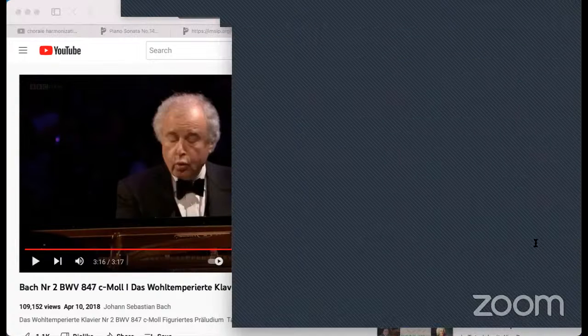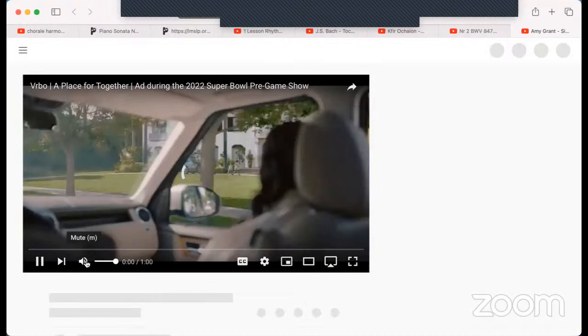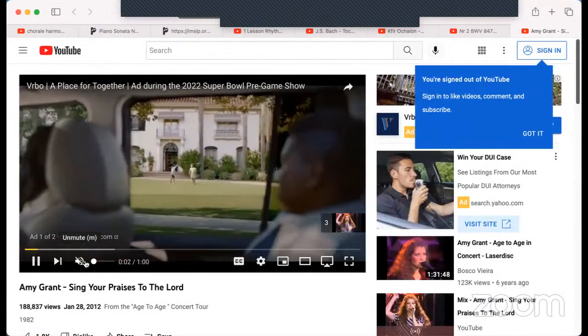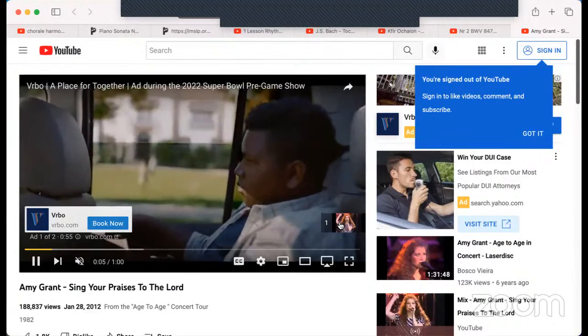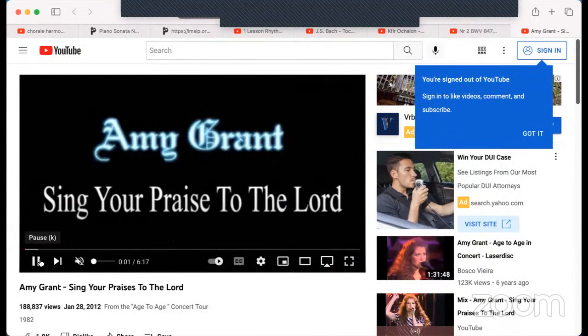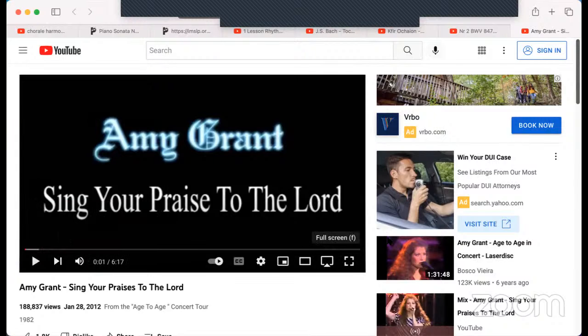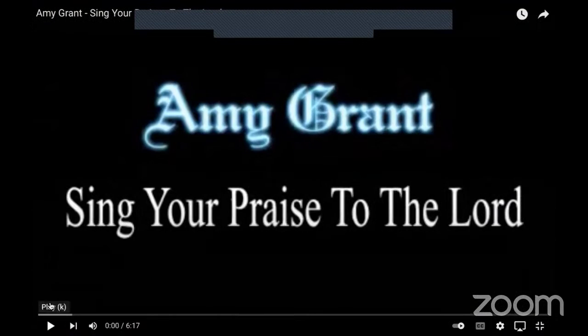My question now, let me see if I can find it here first. From this, the prelude number 2 in C minor of Johann Sebastian Bach, what do you find in this music? That I'm going to play for you by Amy Grant, called Sing Your Praises to the Lord. Identify for me if it's the prelude or if it's the fugue.